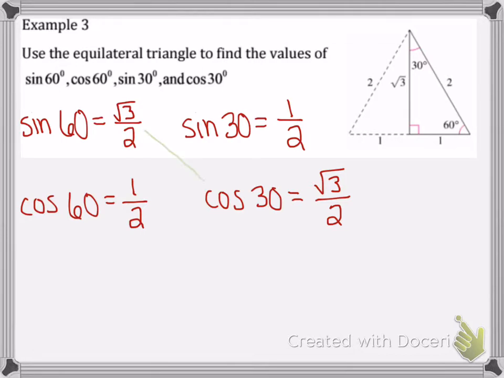Now, hopefully you're noticing that the sine of 60 and the cosine of 30 are congruent, and the cosine of 60 and the sine of 30 are congruent. Every triangle has this relationship, okay? Because again, this is the most basic relationship between a 30, 60, 90 triangle that we can have. And any triangle that's a 30, 60, 90 will be some multiples of these numbers.